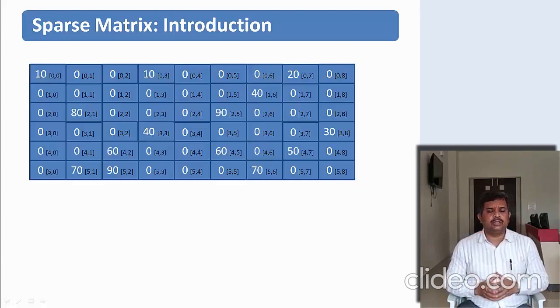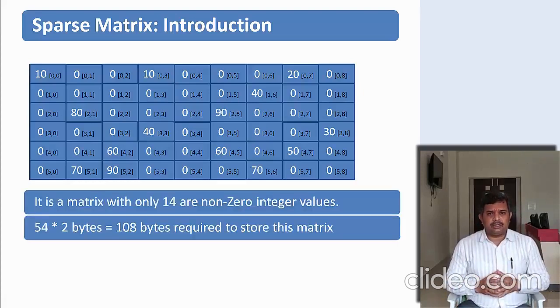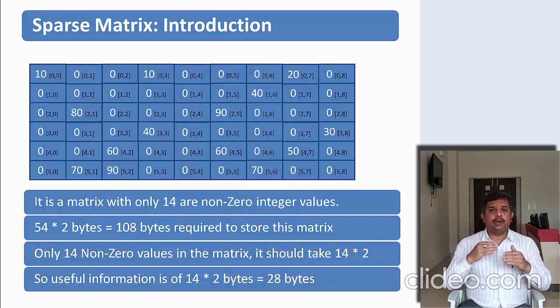By the side of the data, the location is mentioned in black. In this matrix you see there are 14 non-zero elements, but this is a 6 cross 9 matrix. It means 54 locations, and if we take this matrix as a set of integers taking 2 bytes each, we need 54 into 2, that is 108 bytes. But if we want to save only the 14 non-zero values, 14 into 2, that is 28 bytes, will be sufficient to store the data. So look at the difference: 108 bytes versus 28 bytes. For efficient storage and processing, we use a sparse matrix.